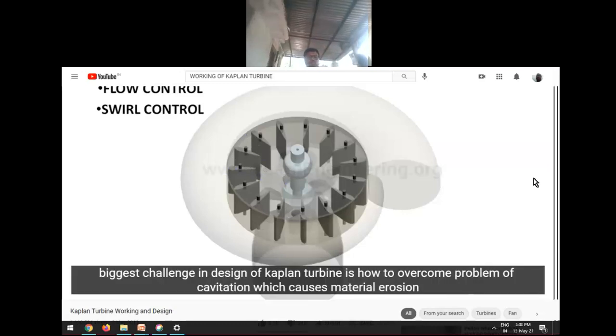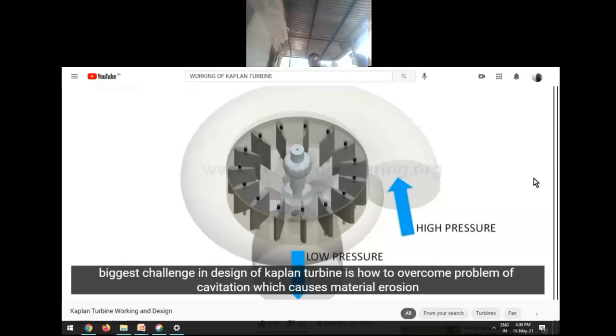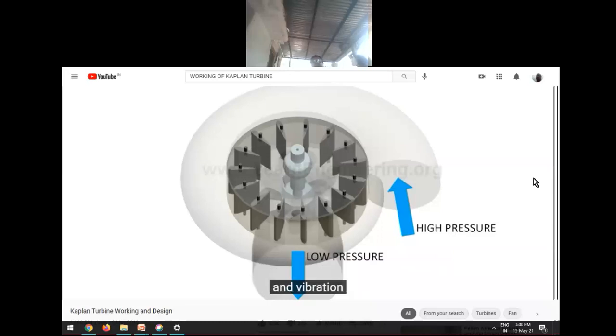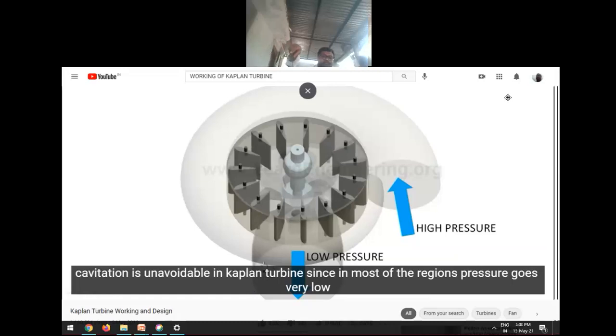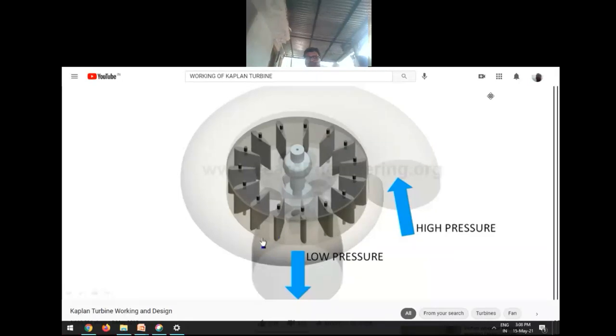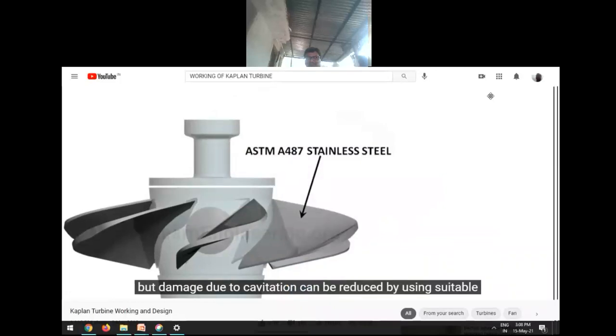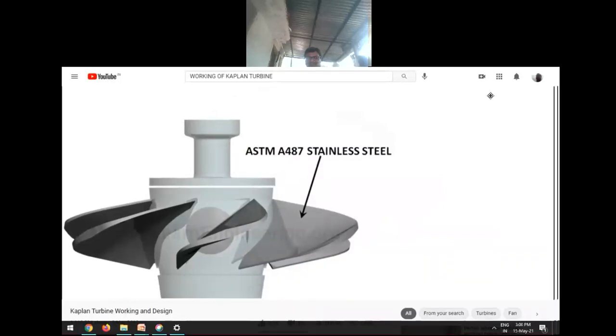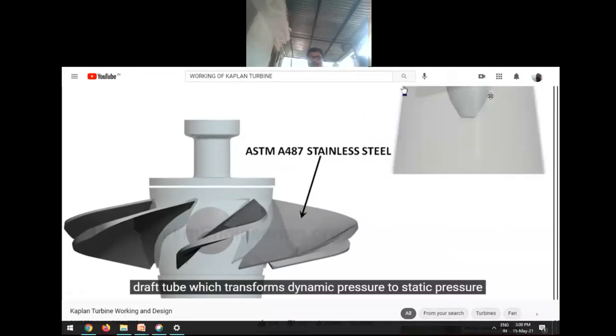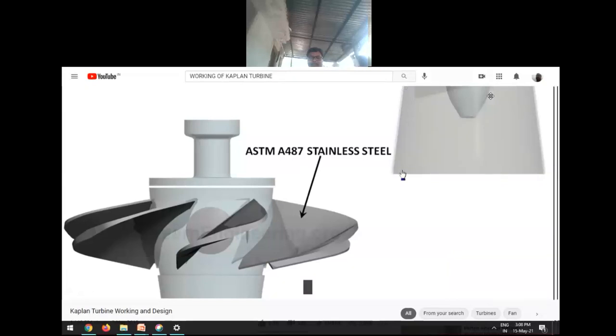The biggest challenge in the design of a Kaplan turbine is how to overcome the problem of cavitation, which causes material erosion and vibration. Cavitation is unavoidable in a Kaplan turbine, since in most of the regions, pressure goes very low. But damage due to cavitation can be reduced by using suitable blade material and an anti-cavitation fin. The draft tube, which transforms dynamic pressure to static pressure due to its increasing area, also helps in reducing the cavitation effect.